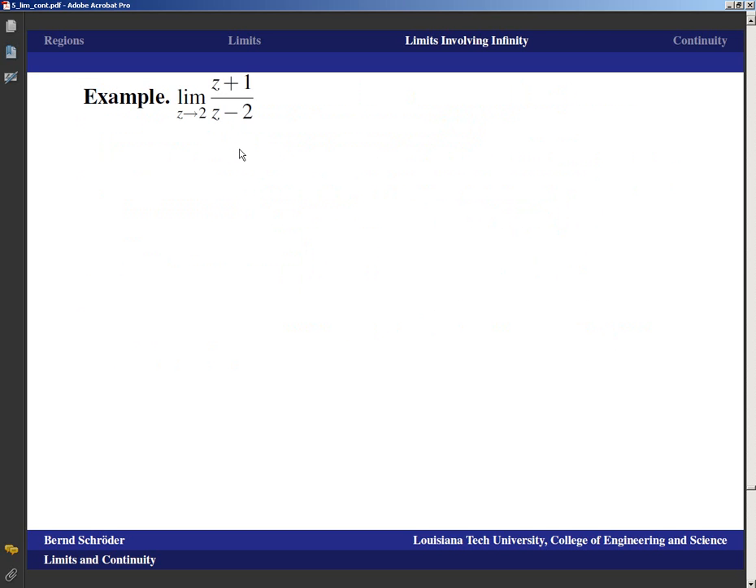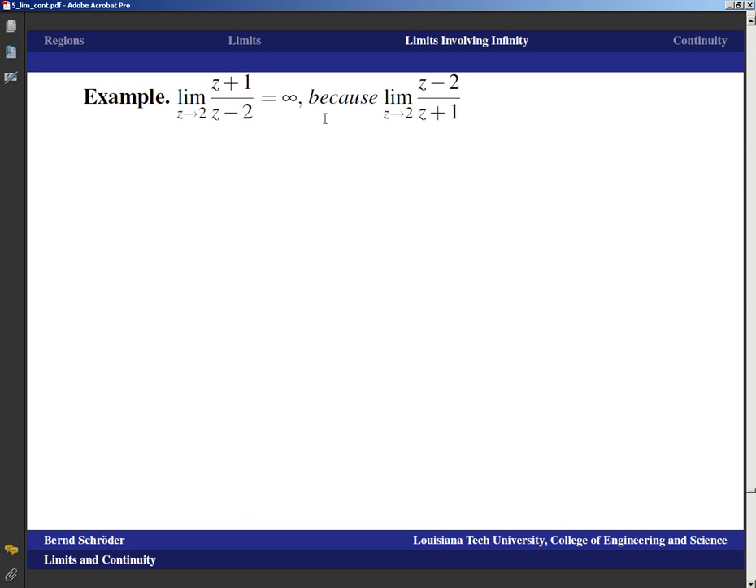Okay, example. The limit as z goes to 2 of z plus 1 over z minus 1. Well, that should blow up, right? Because you divide by 0, and we know from calculus when you divide by 0, stuff blows up and it's infinity. So that is infinity, yes, but why is it infinity?